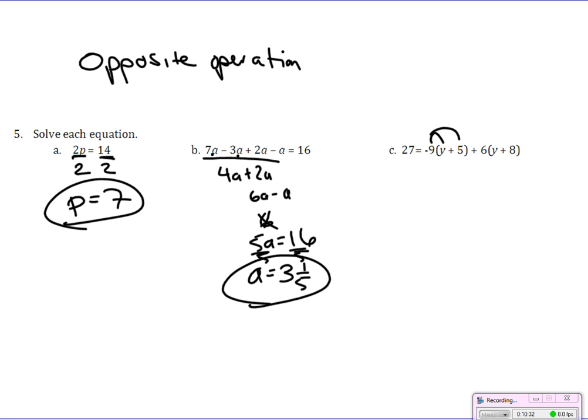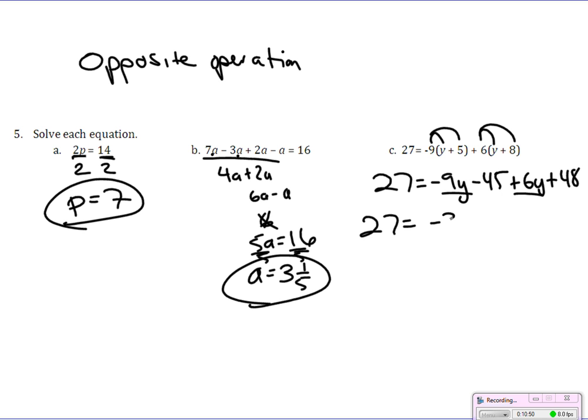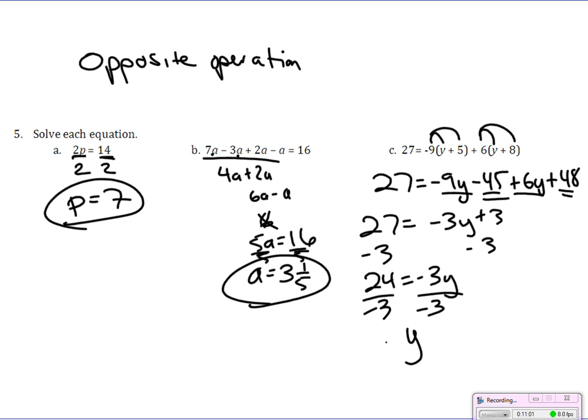Here, distribute first, get rid of all those parentheses. 27 is equal to negative 9y minus 45 plus 6y plus 48. So 27 is really equal to minus 3y plus 3. So subtract 3, subtract 3. A little divide by. Y is going to equal negative 8. All right, and double check your answers.